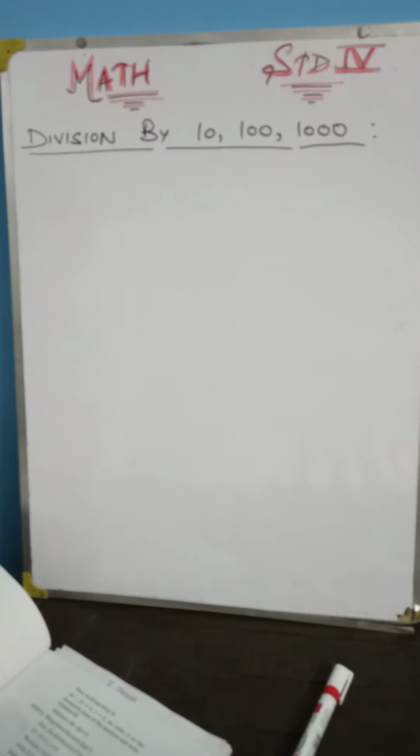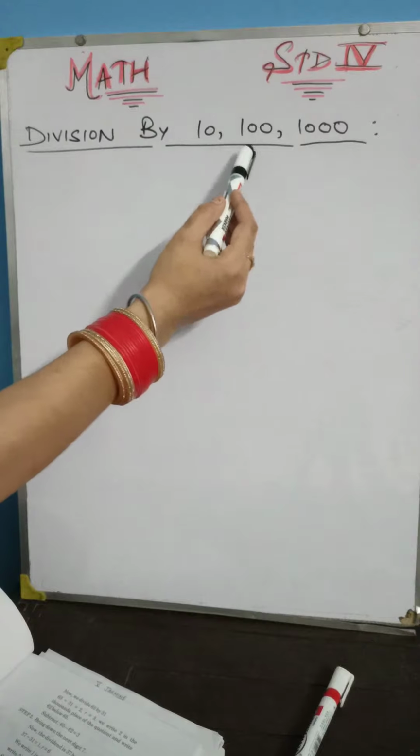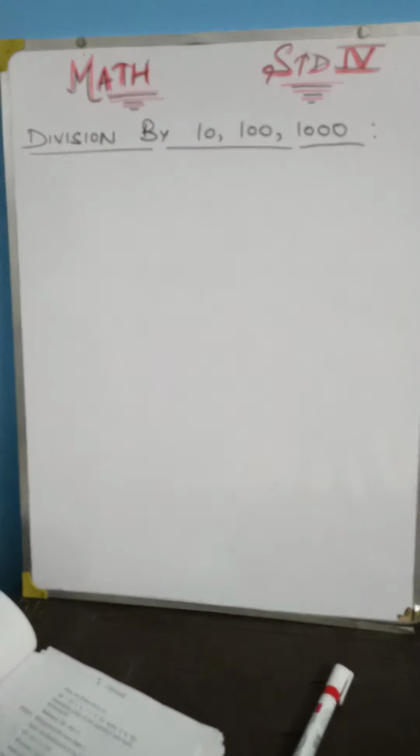But before doing that exercise, we should have knowledge of the basics of that exercise. So let's start the basic. Division by 10, 100 and 1000. So we have done it on division by 10, 100 and 1000.